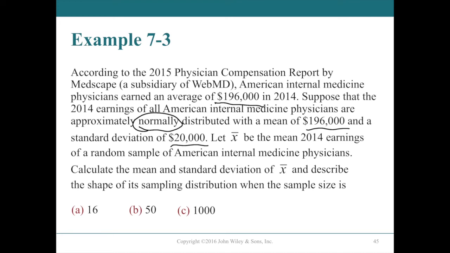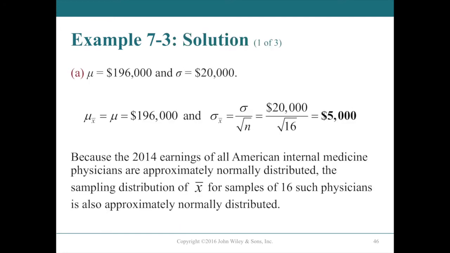And notice, it did say approximately normally distributed, so we don't have to worry about N. We don't have to worry about it. And later on we might, but not yet. So 16, although it's a relatively small number, is good to go right now.